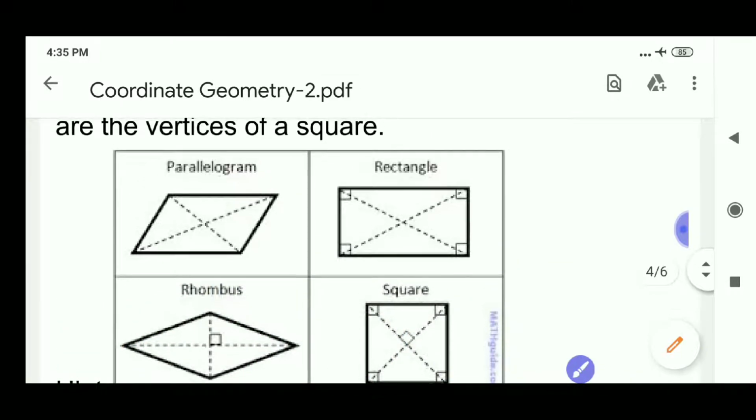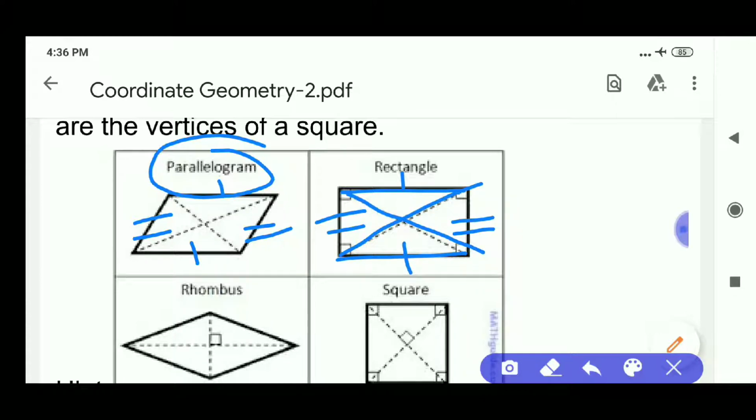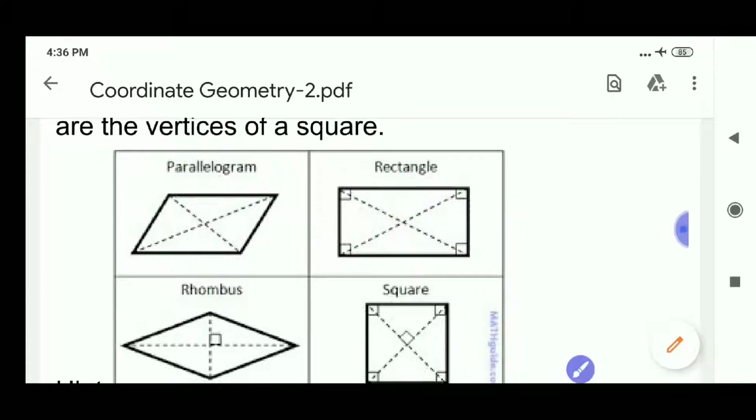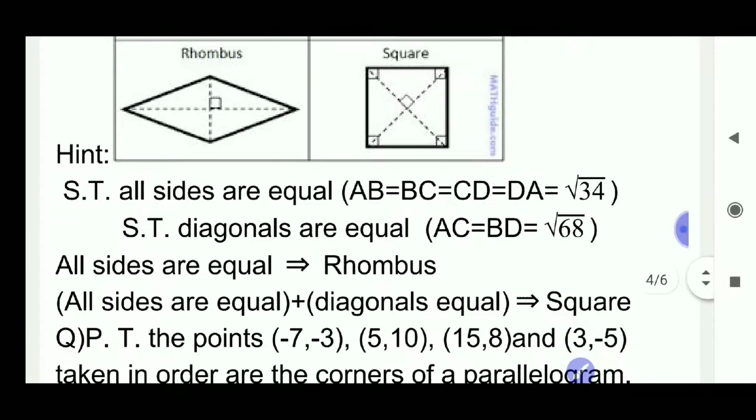One more thing. If opposite sides are equal, then is it a rectangle? No. When opposite sides are equal, it is a parallelogram. To prove a rectangle, along with opposite sides being equal, you have to prove that diagonals are also equal. So, observe these figures and remember the points.